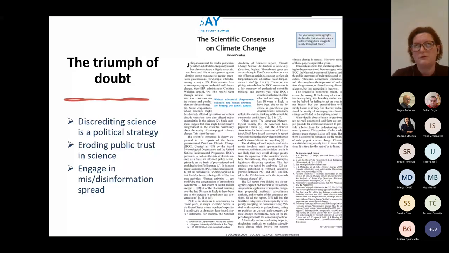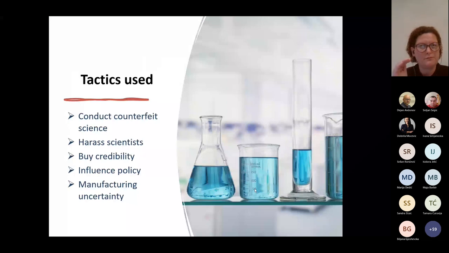Of course, I try to outline the major tactics used. When scientists say that climate change is happening, big companies pay other scientists to conduct counterfeit science. Some scientists who speak out are harassed. They try to buy credibility through scientists. They influence policy. Maybe this is one of the major problems we are facing as journalists. And of course, they try to manufacture uncertainty or to cast doubt, or, as we say, the triumph of doubt.